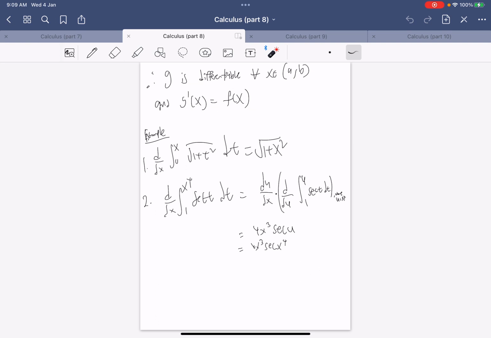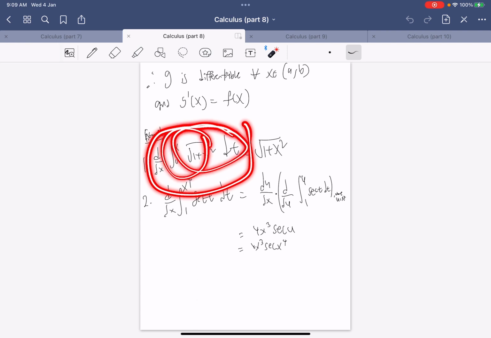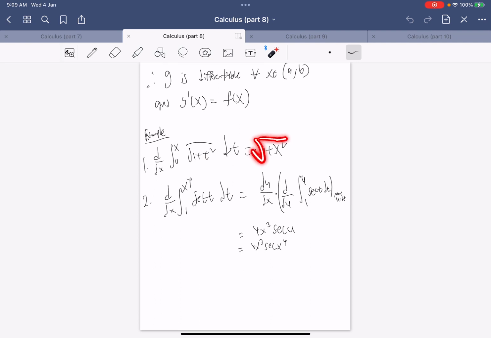And so we now see how we can use it. Because if we want to calculate the derivative of this function over here, then it's just the square root of 1 plus x squared. So you just take this and then you just sub t as x. And then we can apply the chain rule to it as well to help us to get this. For example, if this is x to the 4 instead of just x.